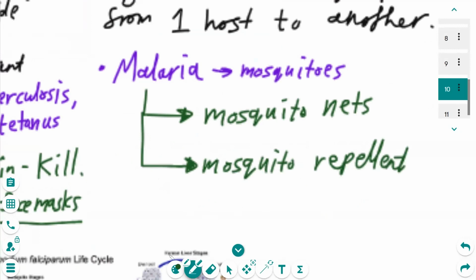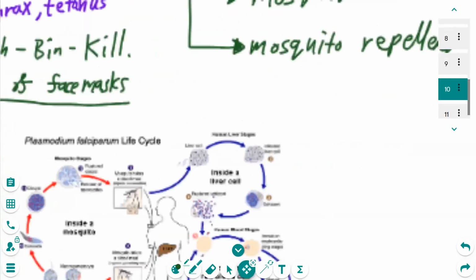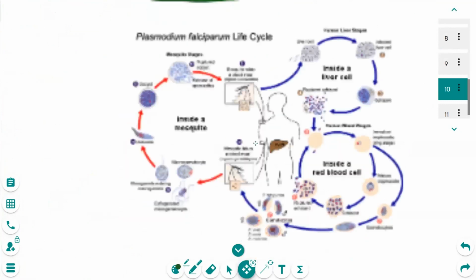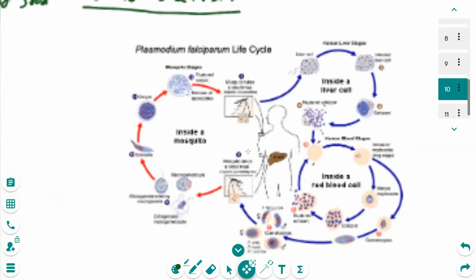As well. So this is the life cycle of the malaria parasite. So this is what happens inside a mosquito. I'm not going to go through this because it looks complicated, and in the textbook they show you a much simpler diagram, but I will put a link to a video in the description below which explains this in more detail if you need it.